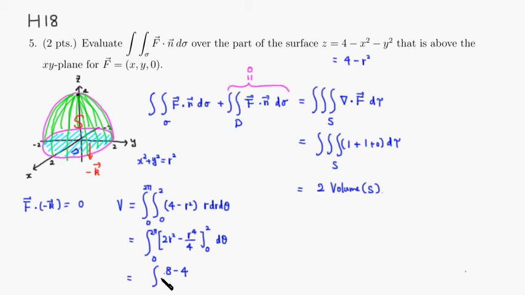Then integrate that from 0 to 2 pi d theta. The integral of 4 is 4 theta, going from 0 to 2 pi. Plug in 2 pi, so it's 8 pi minus 0, which is 8 pi. So this is 2 times 8 pi, which gives you 16 pi. All right, so that's that.